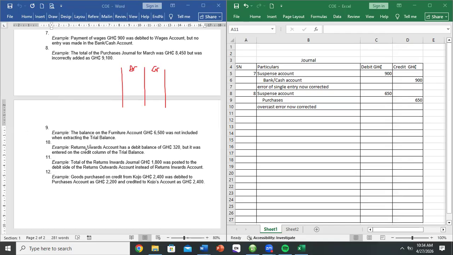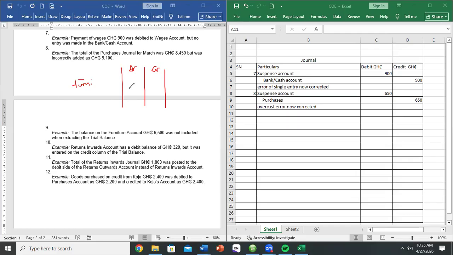So they are saying that the furniture. So my dear professors, where would you have posted furniture in your trial balance? Furniture. Would you put it at the debit column or credit column? Yes, Austin. Debit column. Good. So what they are telling us is that they forgot to post it there. So there's an omission of an account balance from the trial balance. Okay. So how would you correct it?